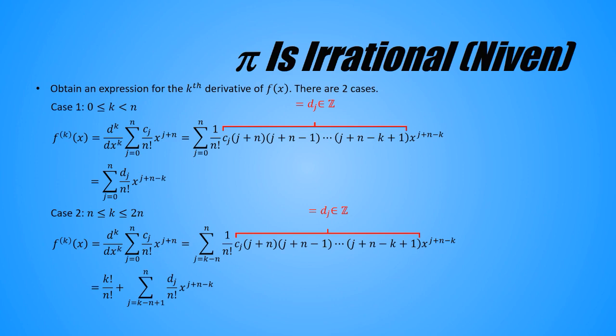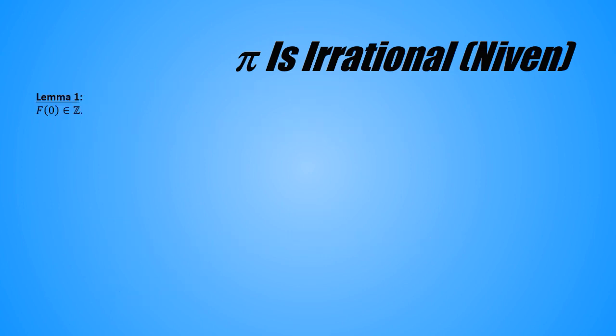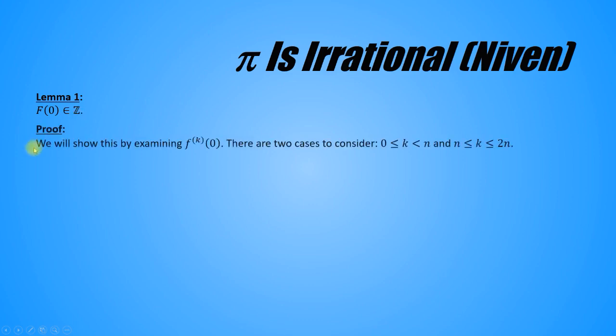Now I'm going to prove a series of 4 lemmas. What's a lemma? It's an intermediate result that needs to be proven on the way to the main result, which is called a theorem. Lemmas help streamline the proofs of theorems. So lemma 1 is that capital F of 0 is an integer. So we're going to show this by examining the kth derivative of little f at 0. And as we saw, there are 2 cases to consider. One where k sits between 0 and n, and one where k sits between n and 2n.